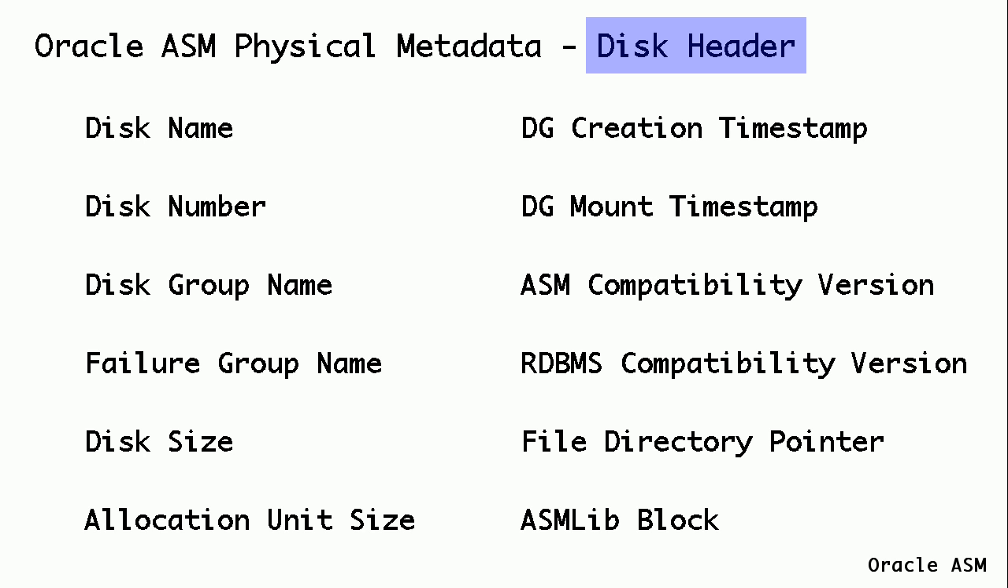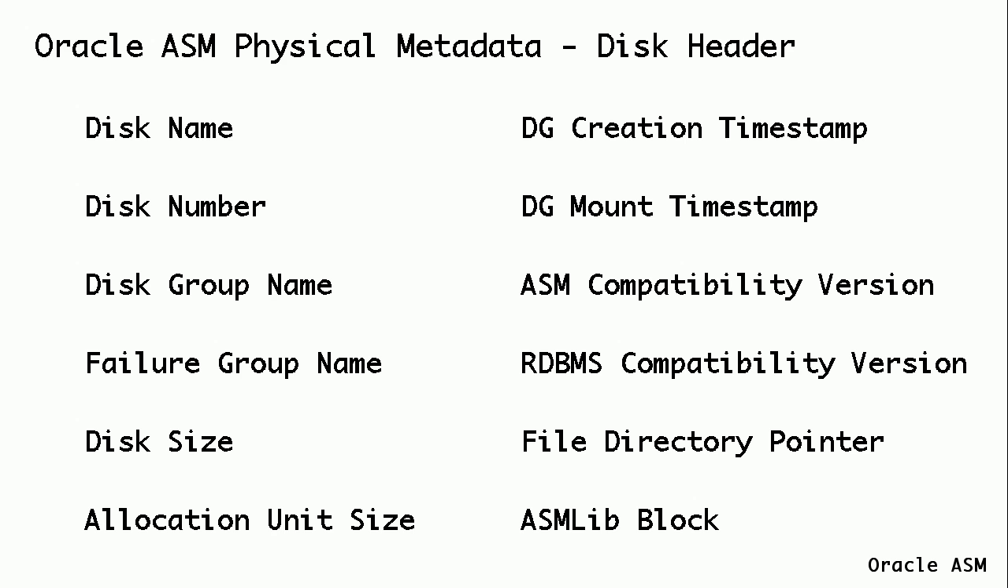Oracle ASM identifies each ASM disk using its disk header metadata. Disk header is located at the first block of the first allocation unit on each ASM disk. Metadata in the disk header is very specific to each individual disk, and disk header is not mirrored on any other disk.